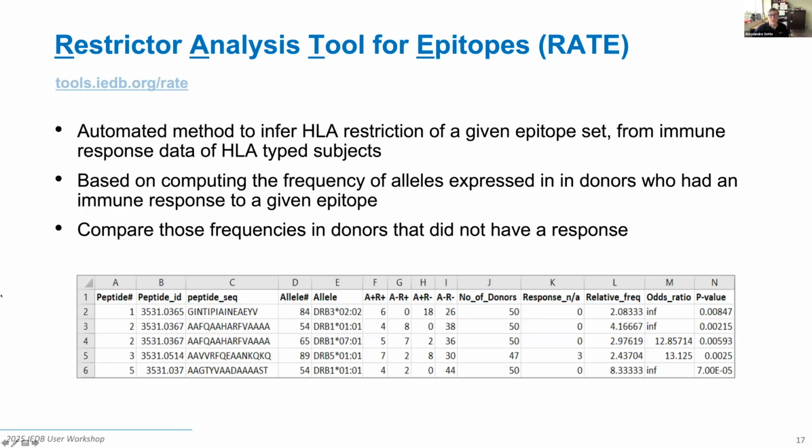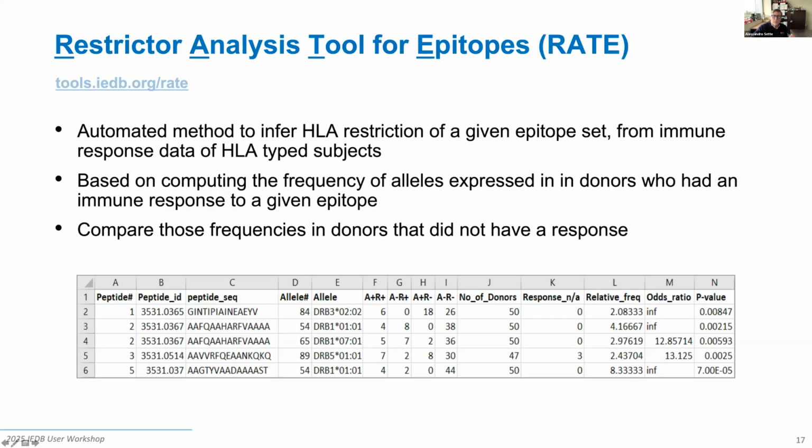So in this particular example, these are a set of peptides. I don't even remember, probably Mycobacterium tuberculosis peptides, but it doesn't matter. So this particular peptide and the DRB3 or 2 combination. If you look at this, there are these different outcomes. With A plus R plus means that these are people that have that HLA allele and also responded, recognized this peptide.